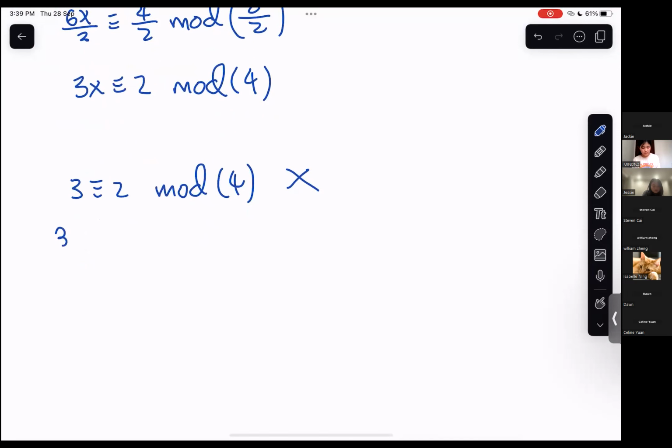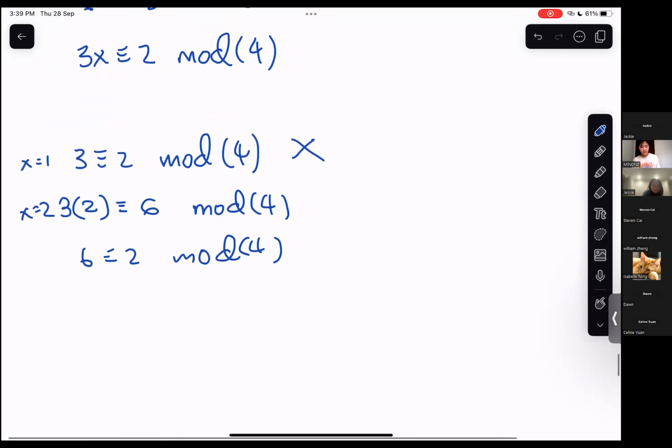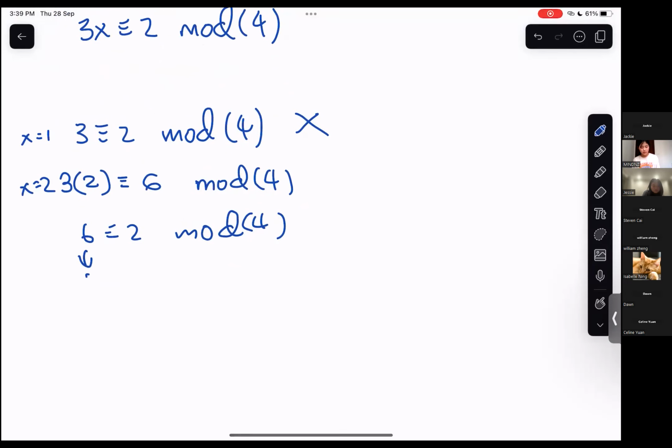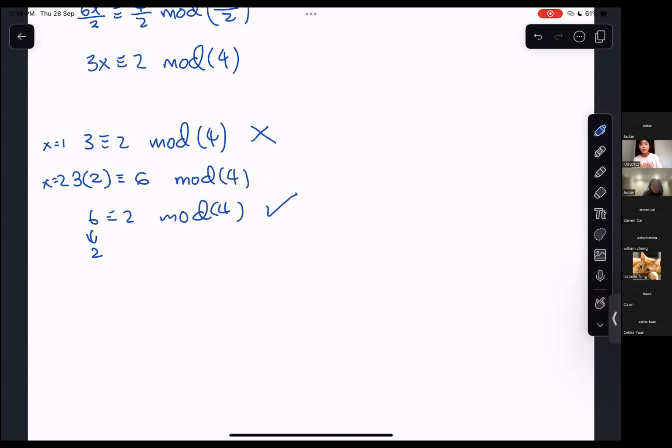What about if we did x equals 2? We would get something like 6, right? And is 6 congruent to 2 mod 4? Yes, right? Because 6 leaves a remainder of 2 when you divide by 4. So this is true. So we know that whatever we get for x, it should include the value x equals 2, right? And we can continue this process for a little bit longer.